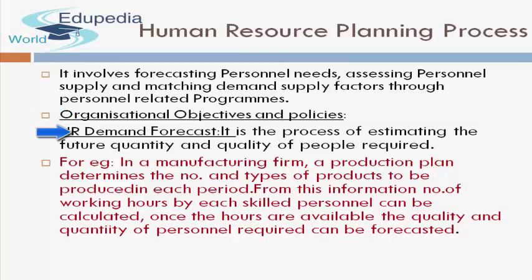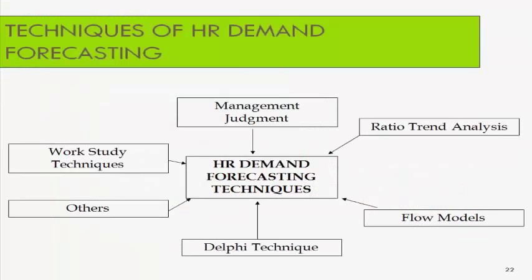HR demand forecast is the process of estimating the future quantity and quality of people required. For example, in a manufacturing firm, a production plan determines the number and types of products to be produced in each period. From this information, the number of working hours by each skilled personnel can be calculated. Once the hours are available, the quality and quantity of personnel required can be forecasted. There are many more forecasting techniques apart from the example that has been given. Those forecasting techniques are something that we will learn in the coming slides.